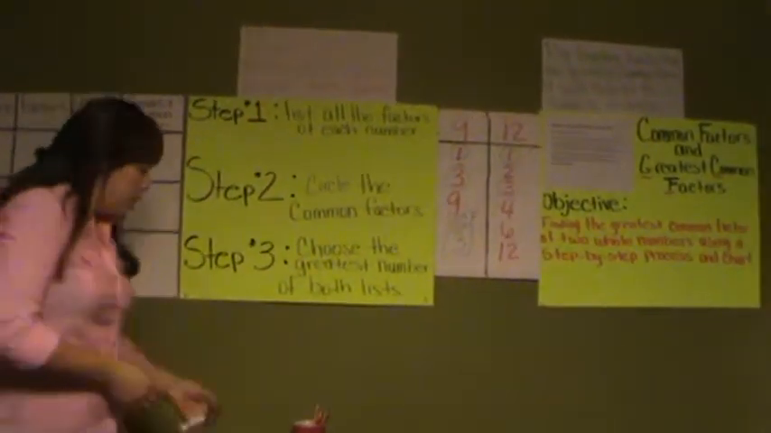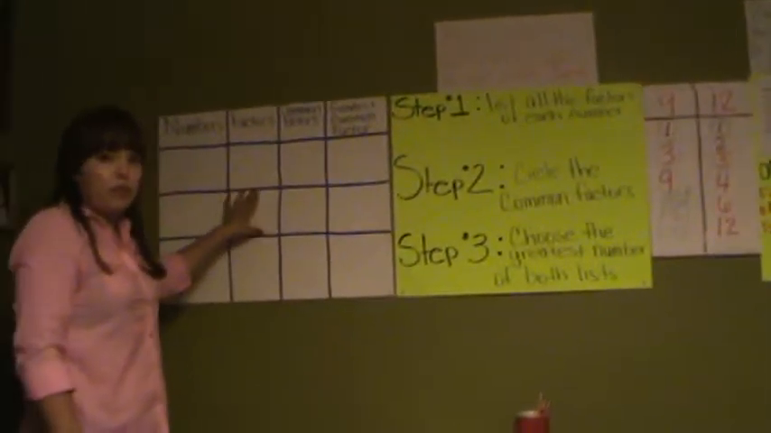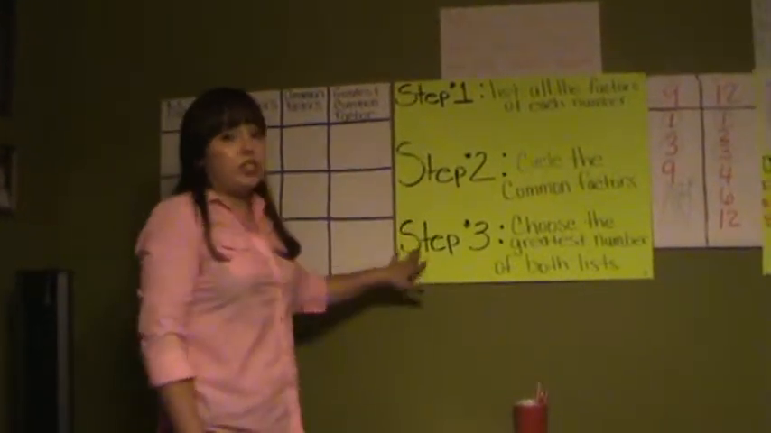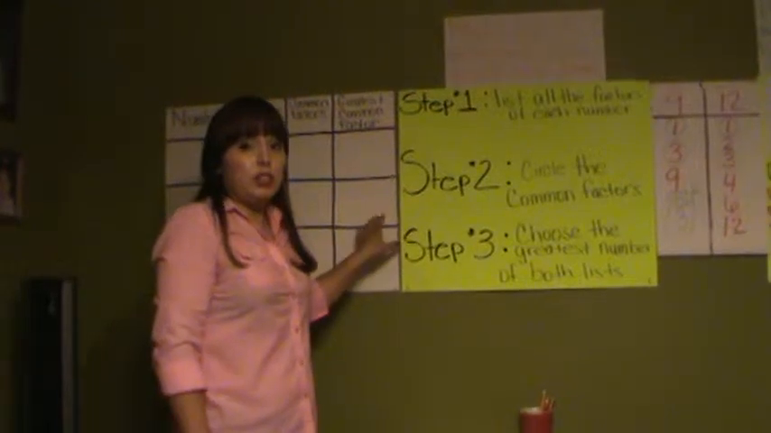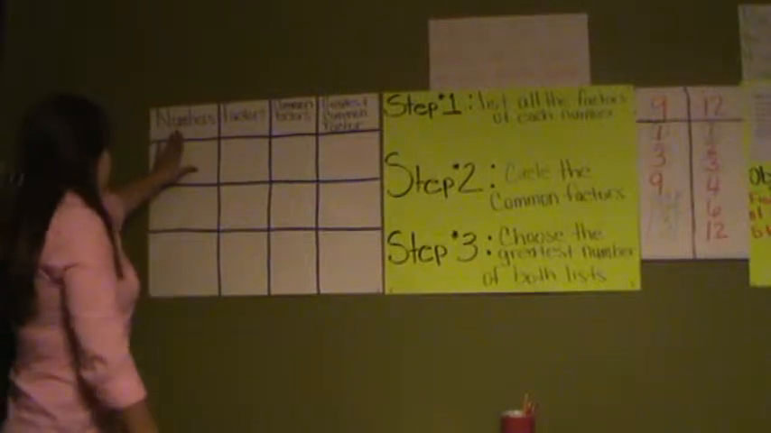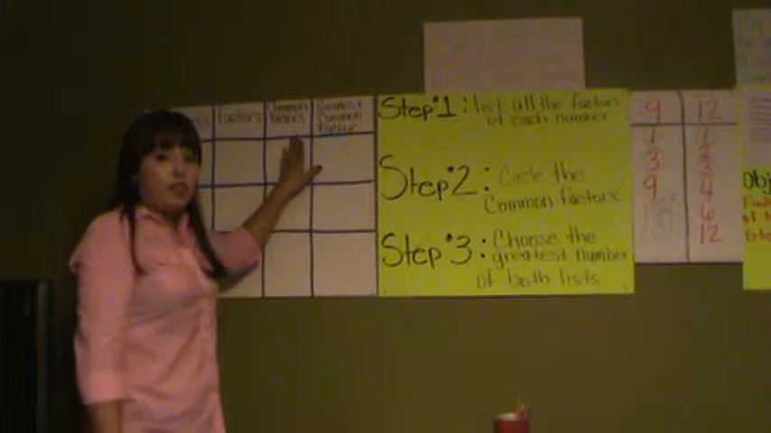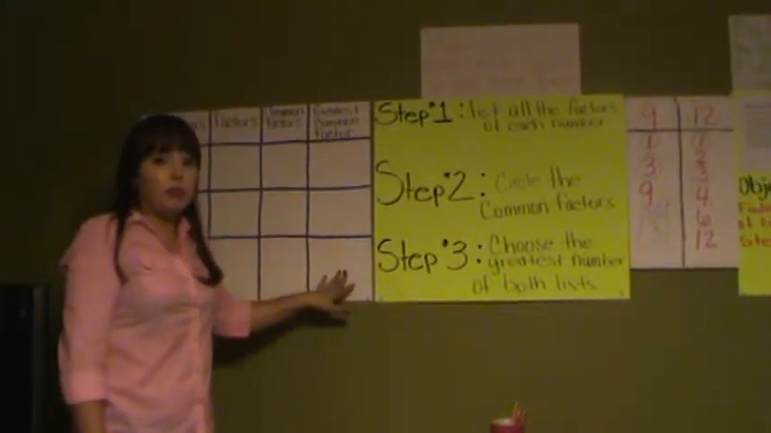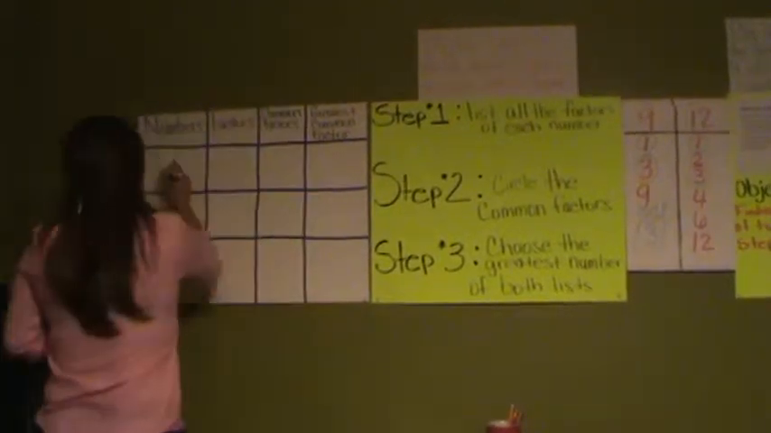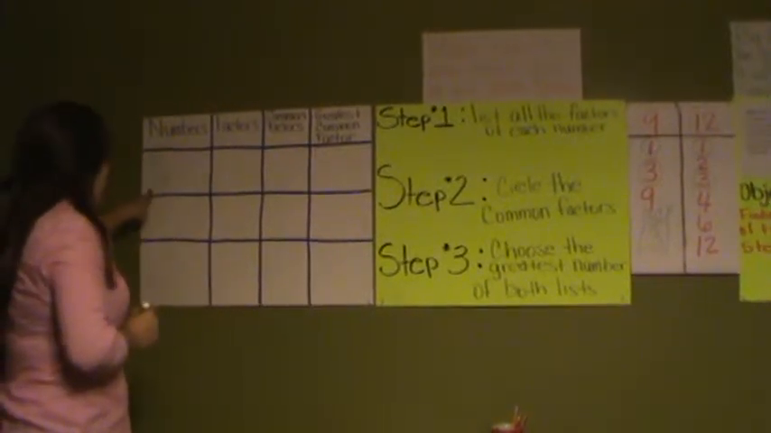Very good. So let's go ahead and review a chart. And this chart over here will help us organize our information. So we're still going to follow the step-by-step process, but we still need to recognize the chart right here. So here I'm going to list some numbers, and then we're going to look for the factors, and then the common factors, and then that's how we'll come up with our greatest common factor. So let's go ahead and try 6 and 18. So we have 6 and we have 18.